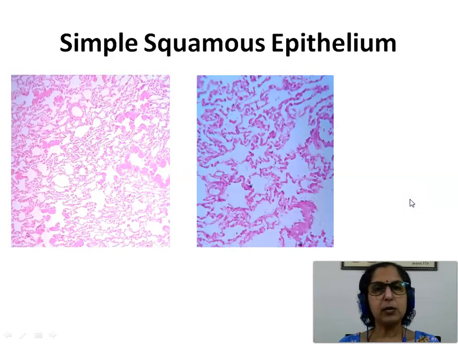And this is how a slide of lung alveoli looks like. This is a low power field view, where what we see here are the alveoli lined by simple squamous epithelium. And this is a high power view showing us the lining of the lung alveoli, simple squamous epithelium, flat, thin squamous cells with bulging nucleus.